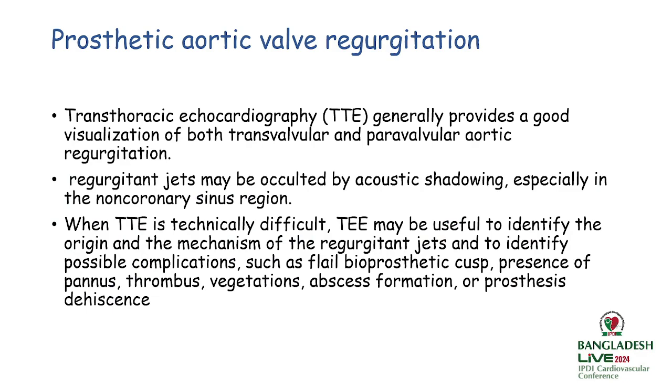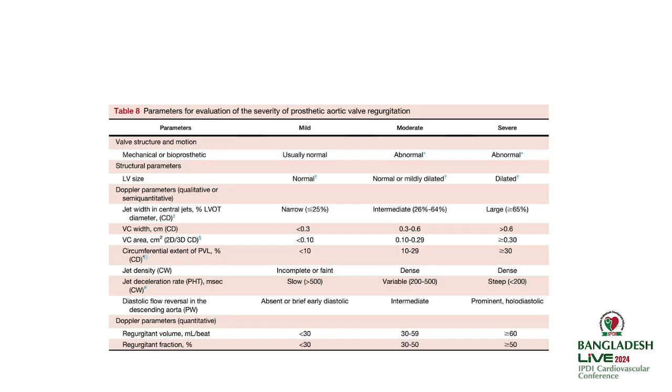Prosthetic aortic valve regurgitation is very tough and difficult to assess for severity by transthoracic echocardiography. Then we have to take the help of transesophageal echocardiography, because it helps to identify possible complications like flail prosthetic cusp, presence of pannus, thrombus, vegetation, abscess formation, and dehiscence.